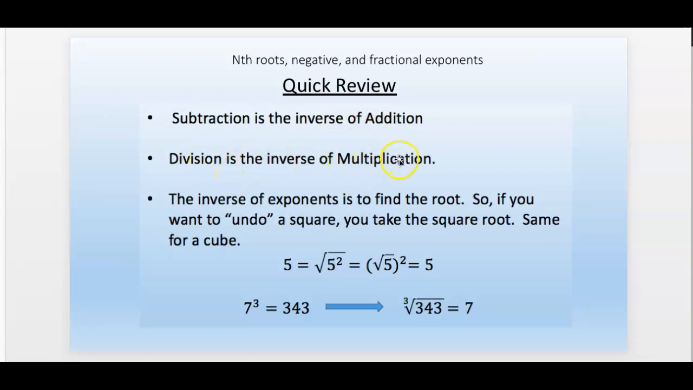Division is the inverse of multiplication. Guys, the inverse of raising something to a power is to find the root. So if you want to undo a square, you take the square root. It's the same for a cube. 7 cubed is 343, so the cube root of 343 is 7. You write the little 3 up here. Again, if it's a square, we don't write a 2 up here. We just imply there's a 2. We're taking the square root.